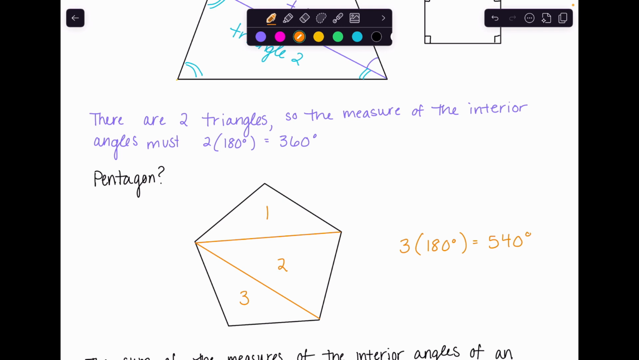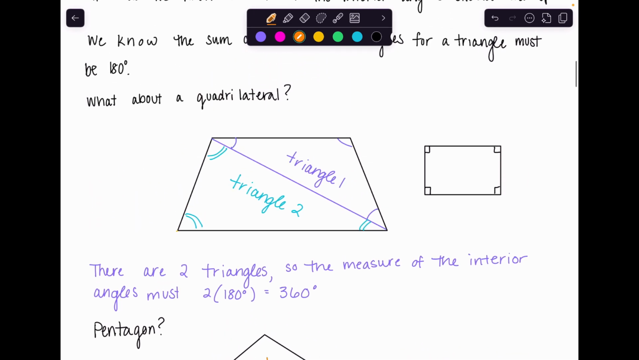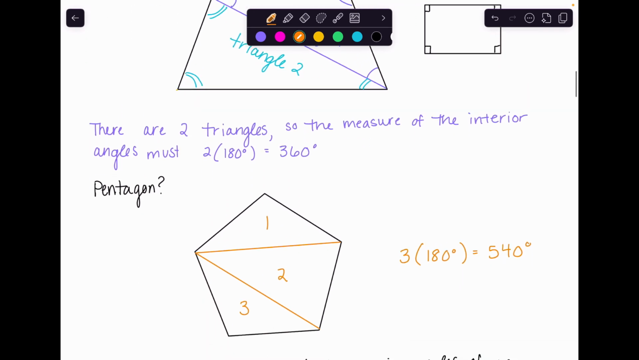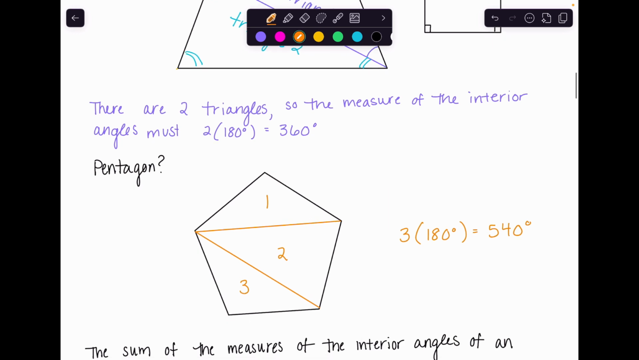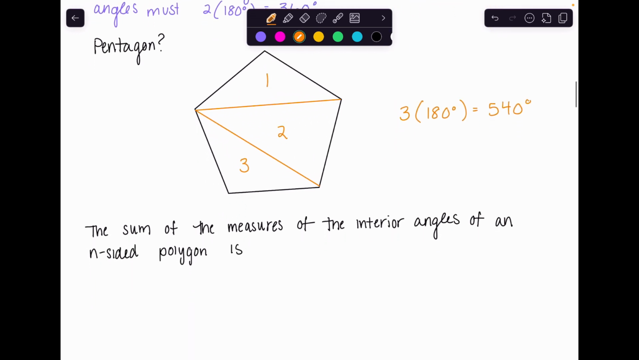Okay? So really there's ultimately going to be a pattern. 4 sides had 2 triangles. I bump up the edge 1 more, I got another triangle. If I had a 6-sided figure, there would be 4 triangles. A 7-sided figure would be 5. So in general, the sum of the measures of the interior angles of an n-sided polygon is the number of sides minus 2 times 180 degrees.